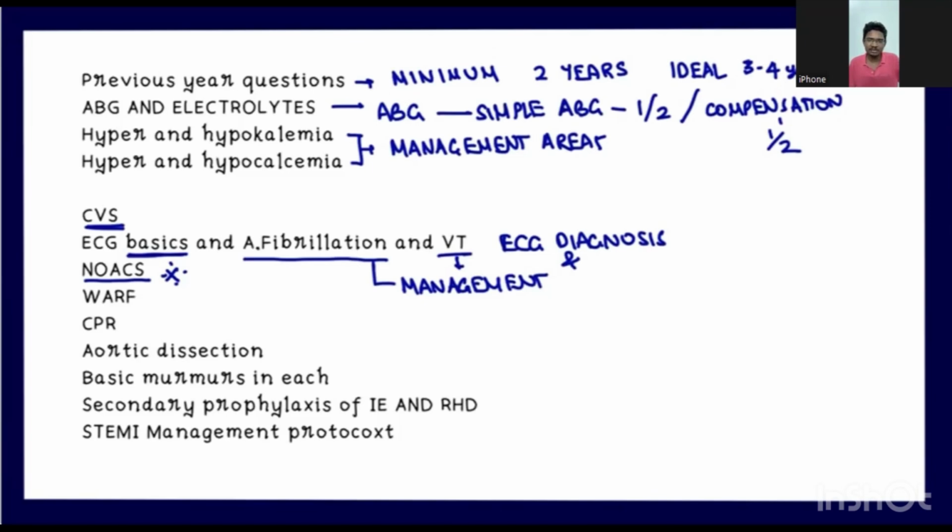Next, ECG changes. Next, see, I'll be discussing the topics based on the weightage pattern. Like first is always ABG. Next comes your cardiovascular system. Cardiovascular and CNS hold the majority of marks in medicine. So first comes the cardiovascular system, ECG.